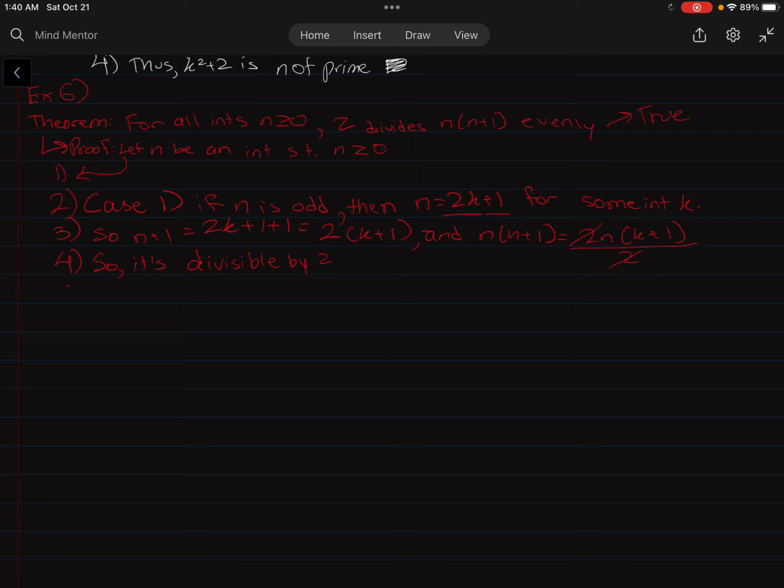Now case number 2, this is pretty self-explanatory. If n is even, then n equals 2k, which is obviously divisible, right? So easy to prove. And then thus this theorem is true.